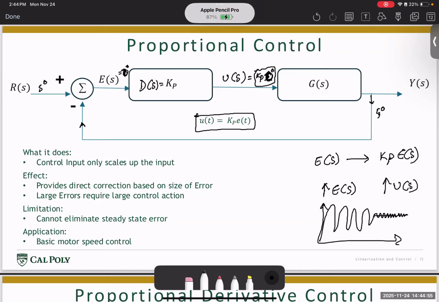But this is quite useful if you're using it for simple use cases. For example, if you have a simple basic motor and you just want to control the speed of the motor, this is a great use. The reason for this is because you're using a simple system. You don't want to complicate the control. So using a simple proportional control works.